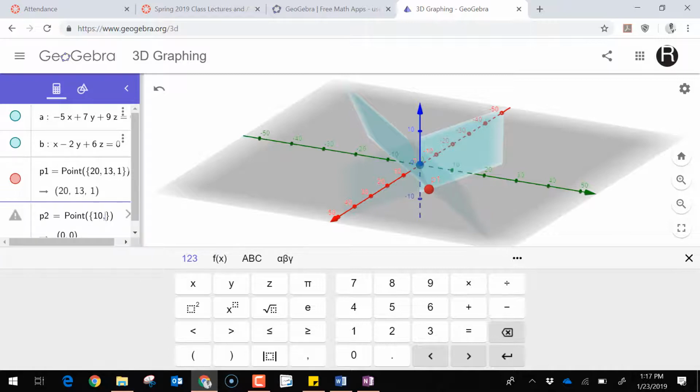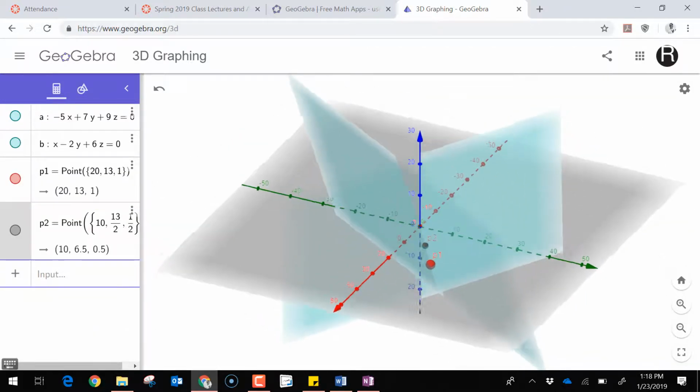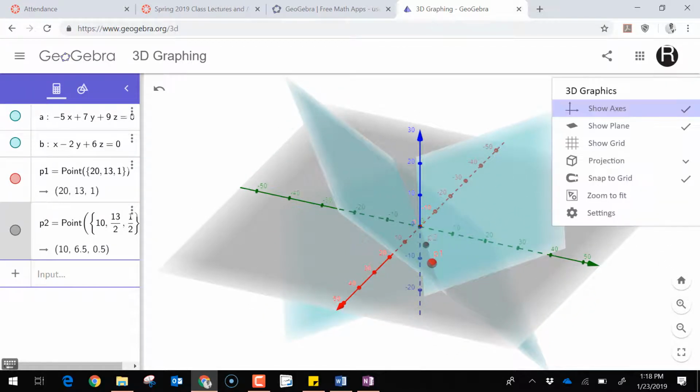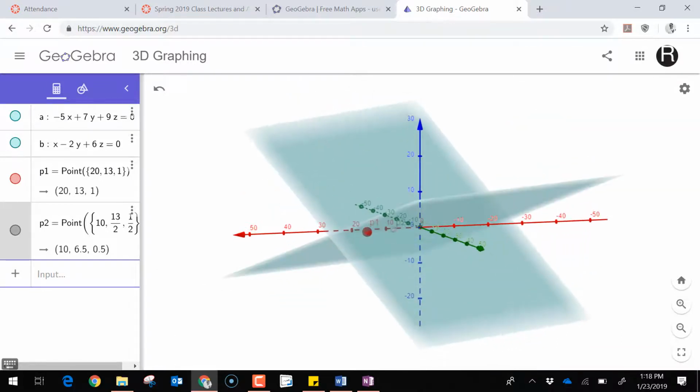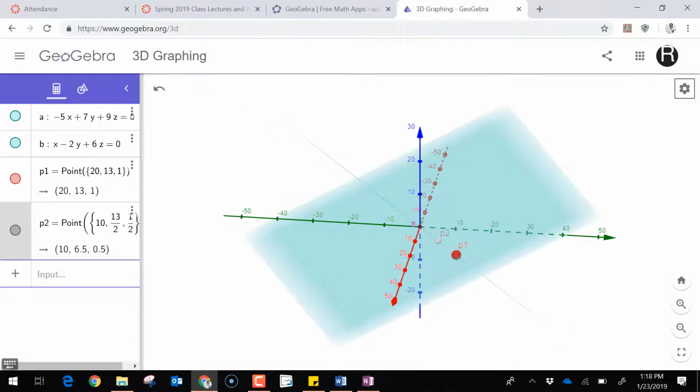So 10, comma 13 over 2, comma 1/2. Does it look like it's still on both planes? It looks like it's still on both planes, right? Actually, if we can get rid of the xy plane, just so we can see just the two planes. Okay, so it looks like if I change the value of t, I'm still going to be in the intersection of those two planes, which means I'm still going to be a solution for this system.